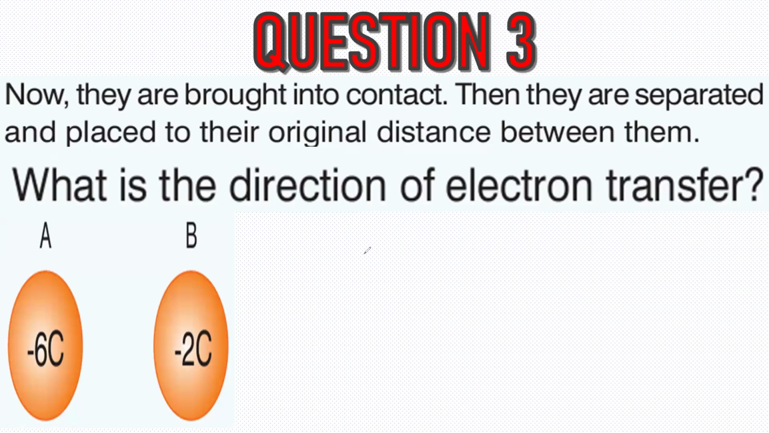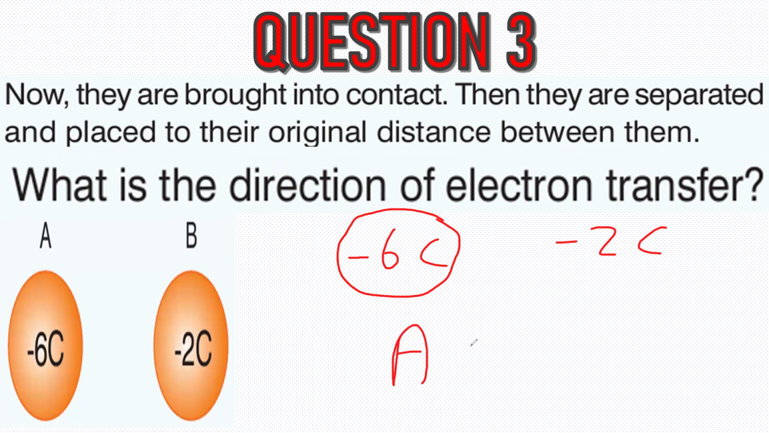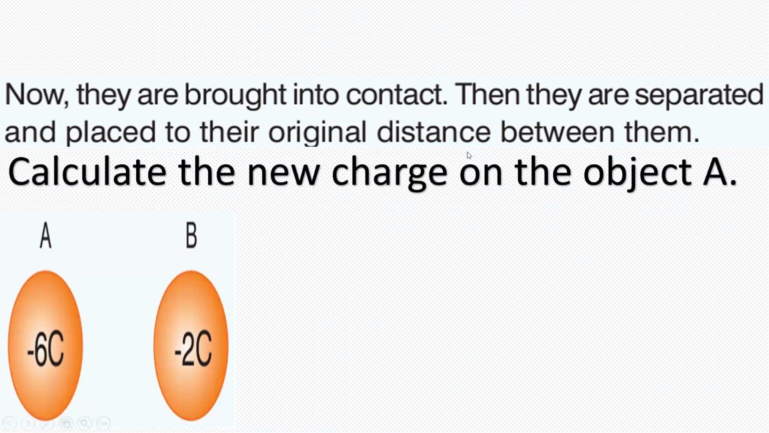So what numbers do we have? -6 coulombs and -2 coulombs. As you know, -6 is a smaller number than -2. So electrons move from A to B. What we have to remember for this kind of question is from the smaller number to the bigger number. Done. Question 3, like this. I hope your answer is right. So question 4 is coming now.